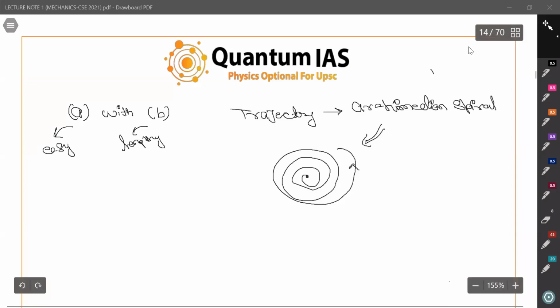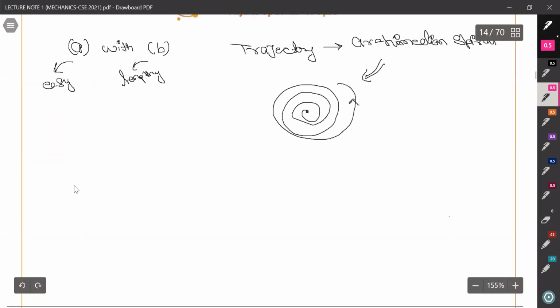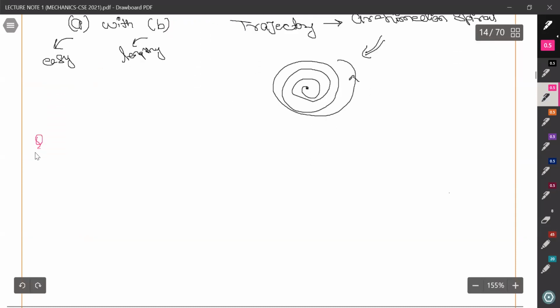Okay, let's move to the other question. Write down the question. This is motion on an off-center circle. The center is not on the origin but somewhere else. Okay.